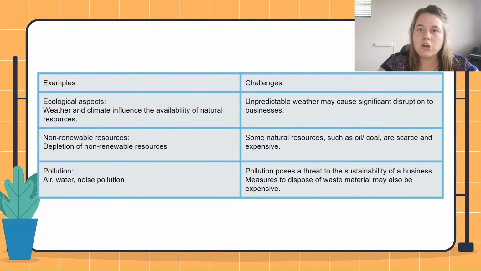All right, so ecological aspects. So weather and climate can influence the availability of natural resources. Unpredictable weather may cause significant disruption to businesses. If the country is currently going through a drought and you are a company that distributes potatoes, that's going to affect your business very, very badly. So that's what we're looking at here.